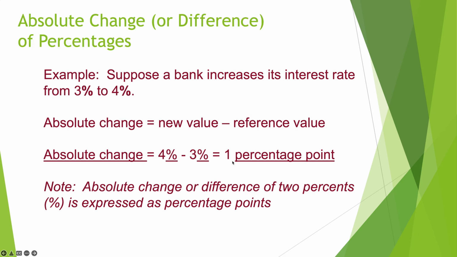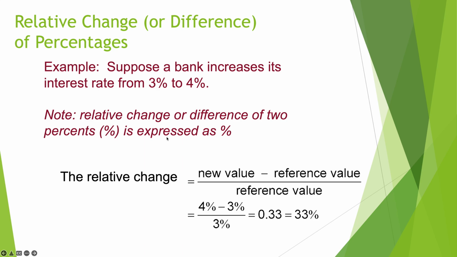Now, the absolute change or difference of percentages. Sometimes it's the percent that changes, okay? Example, suppose a bank increases its interest rate from 3 to 4%. The absolute change is the new value minus the reference value. In this case, the new value is 4%. The reference or original value is 3%. So 4 minus 3 is 1% change. But that's the absolute change. It's not the relative change. The relative change is really, really big.